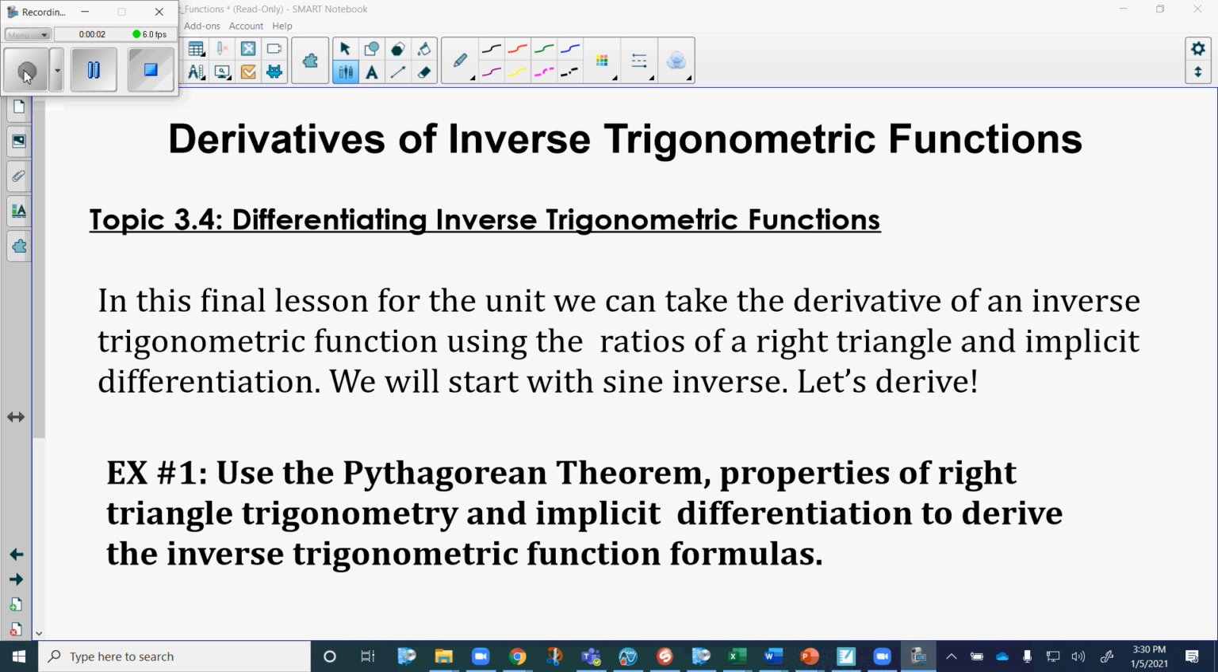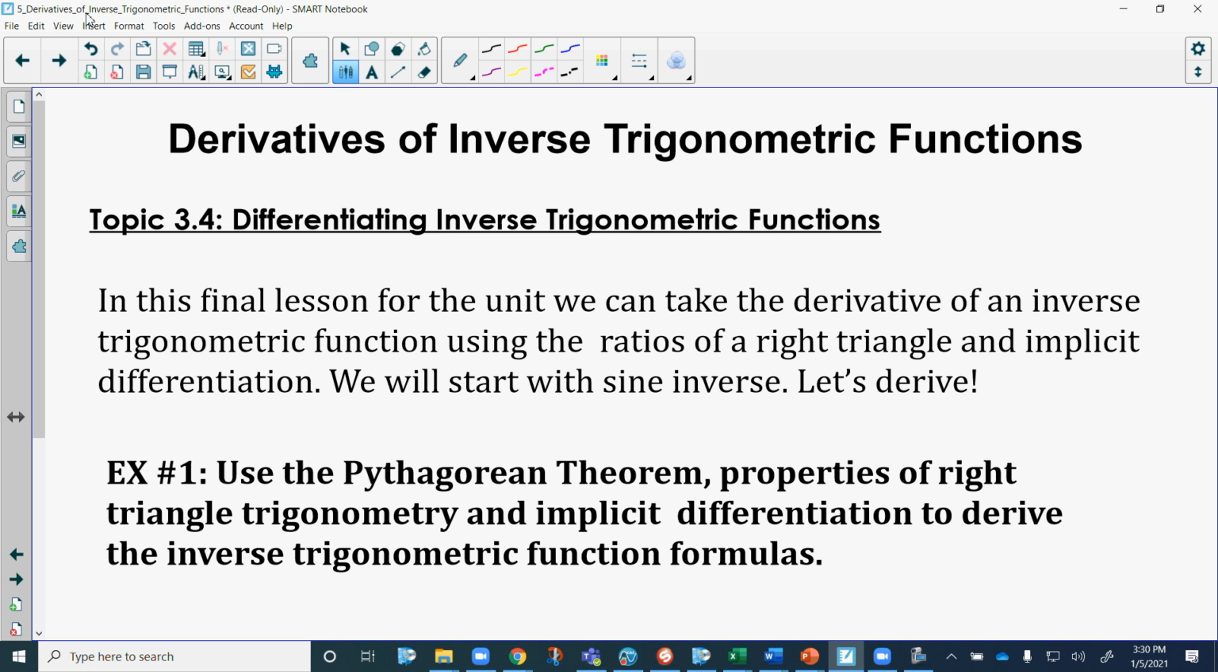Hi there, and welcome to my video on how to take the derivative of an inverse trig function. This is kind of the last video that I have in a lesson of applications of derivative techniques for functions. And the first part of the video is showing you how the functions were derived.